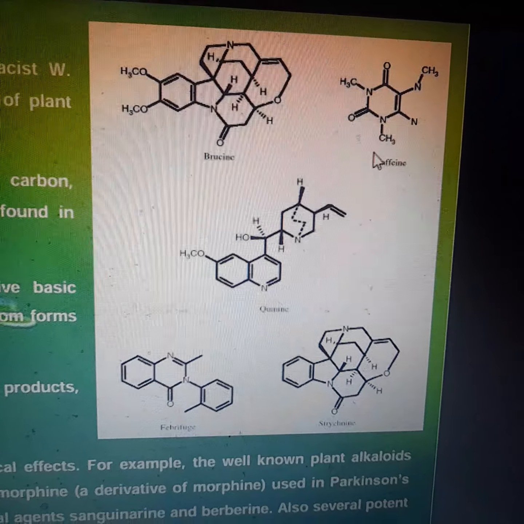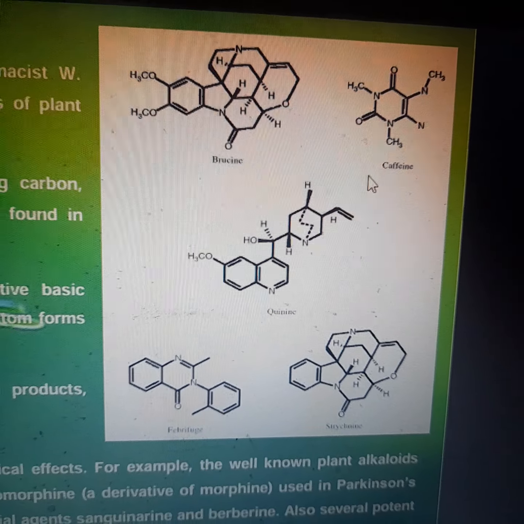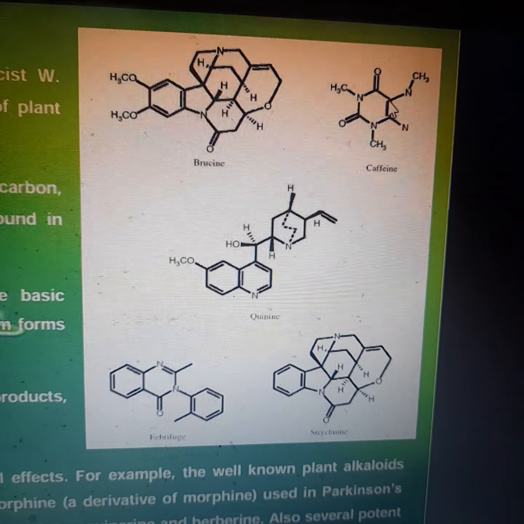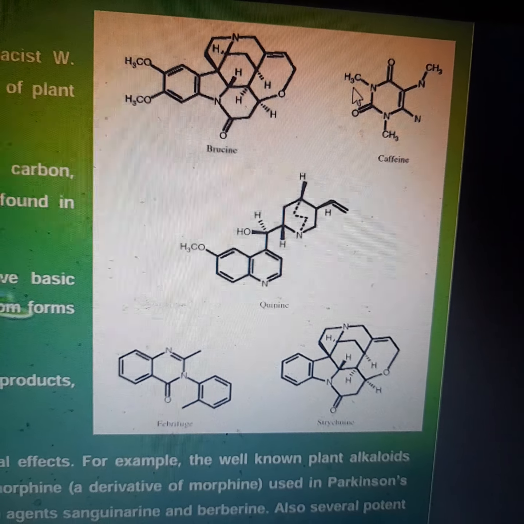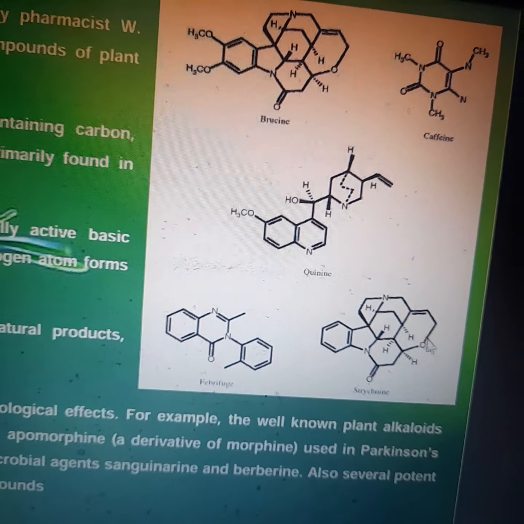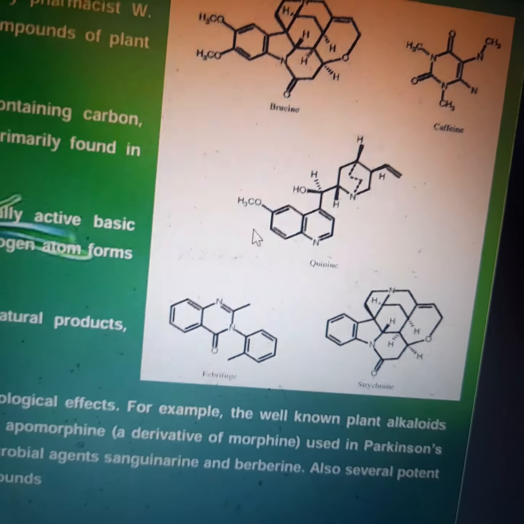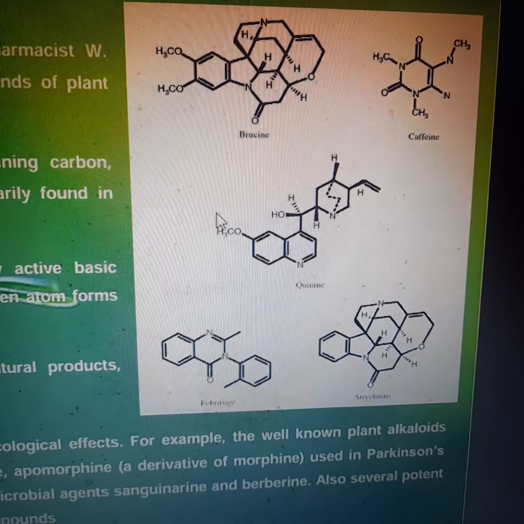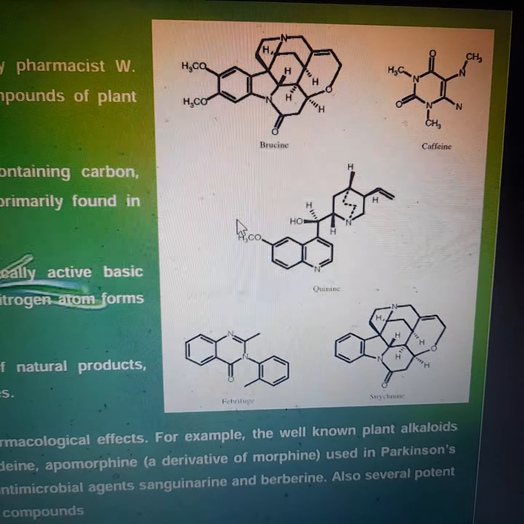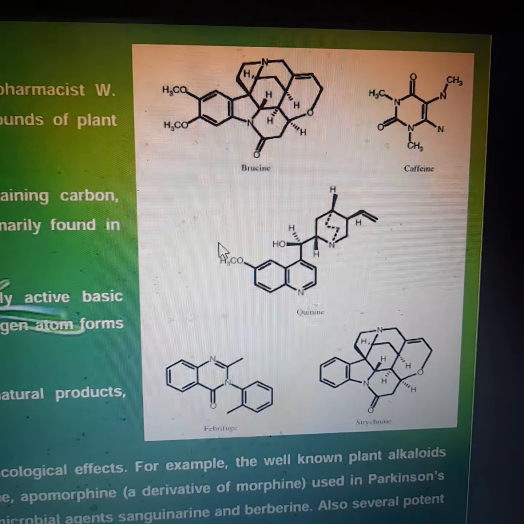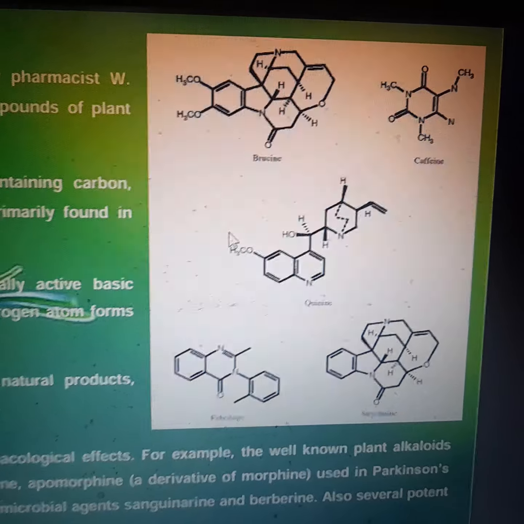The second example is caffeine, which is basically found in the coffee. This is caffeine. It has also nitrogen, oxygen, carbon, and hydrogen atoms. This is quinine, and the fourth one is strychnine. So these are some of the examples from the alkaloids, which are basically found in the plants. And its pharmacological activities are very important, which plays a major role in the medicinal chemistry.